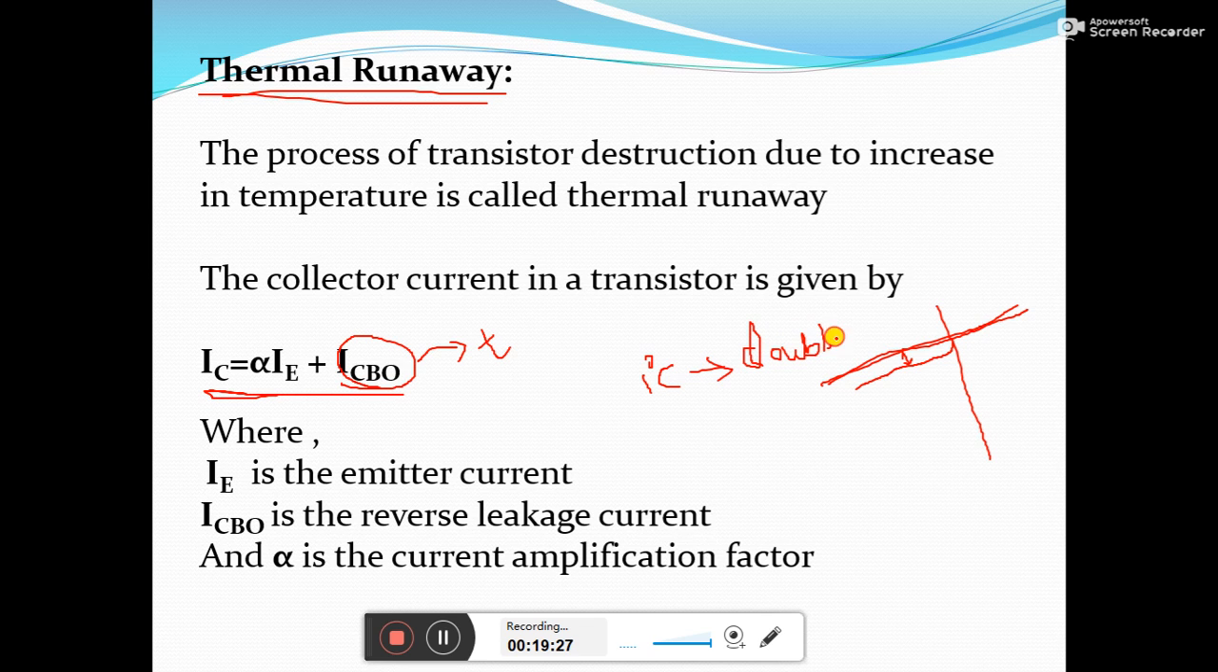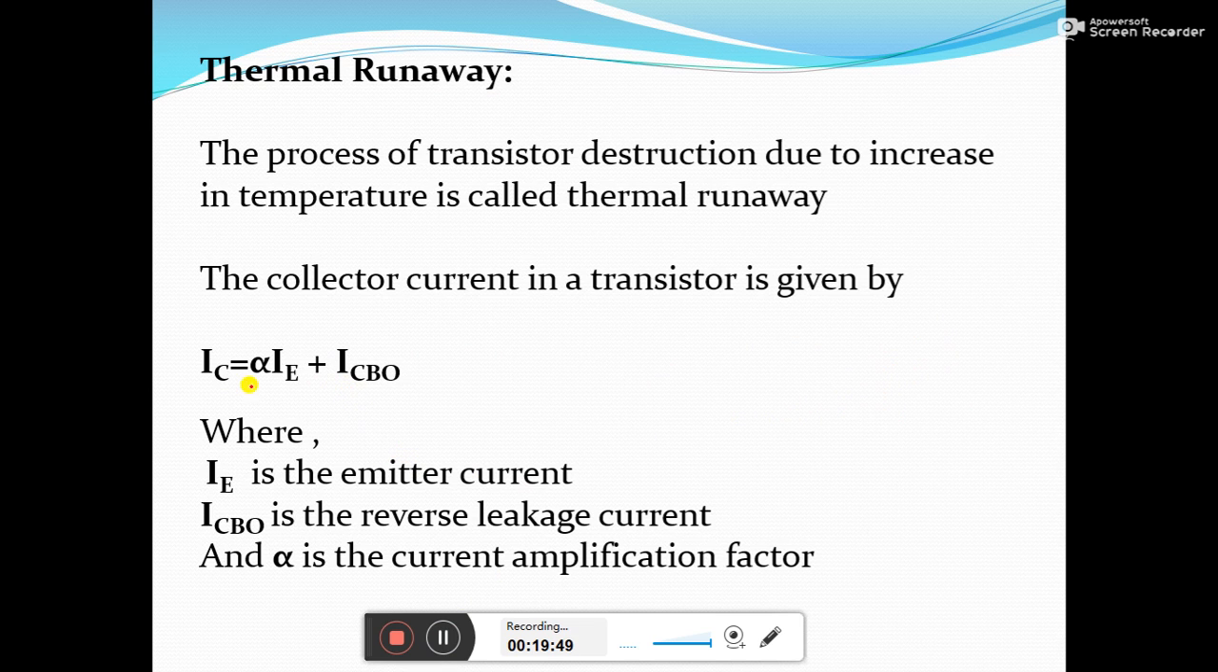Here, let's say this is at a temperature of 10 degrees Celsius. So ICBO increases. Let's say this is at 20 degrees, it almost doubles the reverse saturation current here. The current value is almost doubled.